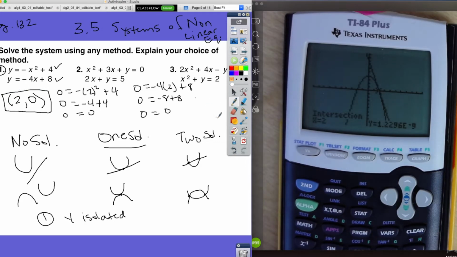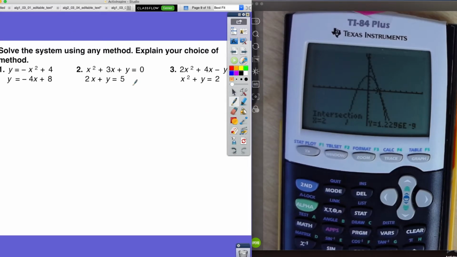Okay, I'm going to clear my screen. If you need to pause this so that you can write it all down, please do so. I'm going to go to number 2. All right, looking at number 2, what do you notice about number 2?